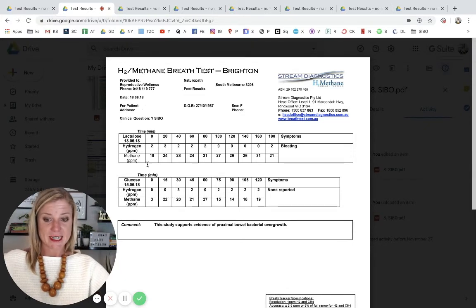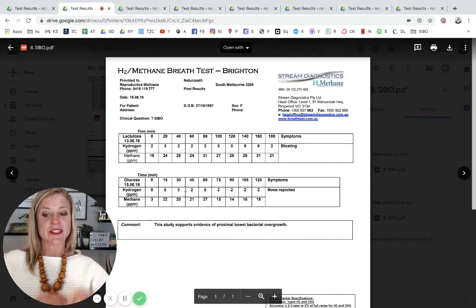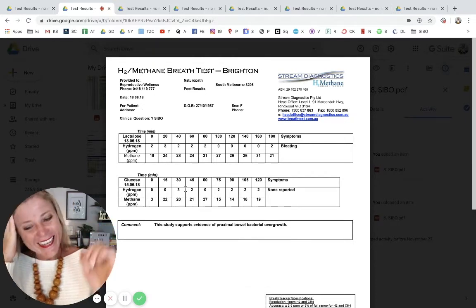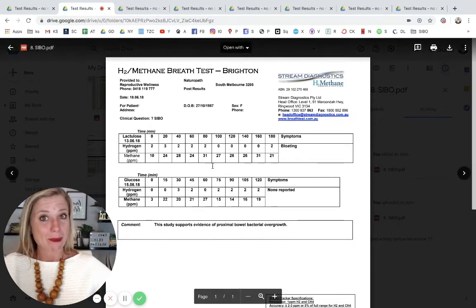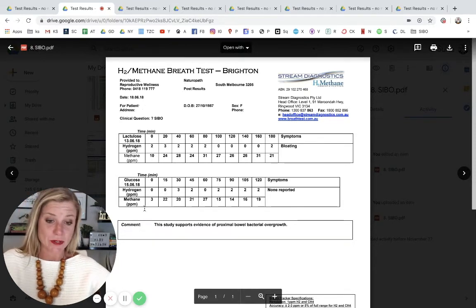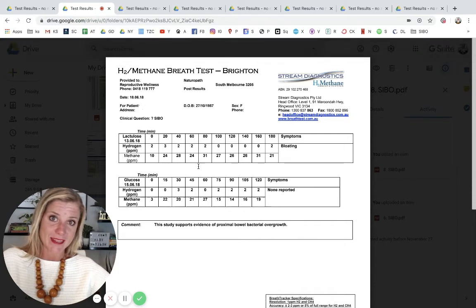And then that was for lactulose, this is for the glucose. And then they say that glucose gets absorbed, well it does, glucose gets absorbed higher up in the small intestine. So it is nice to test with two. I personally go with the lactulose first and then sometimes follow up with a glucose. So yeah, positive again.